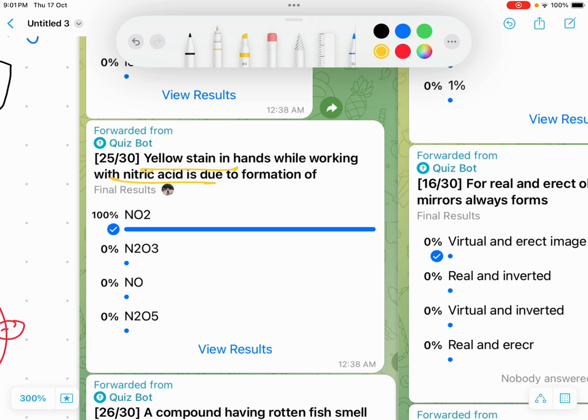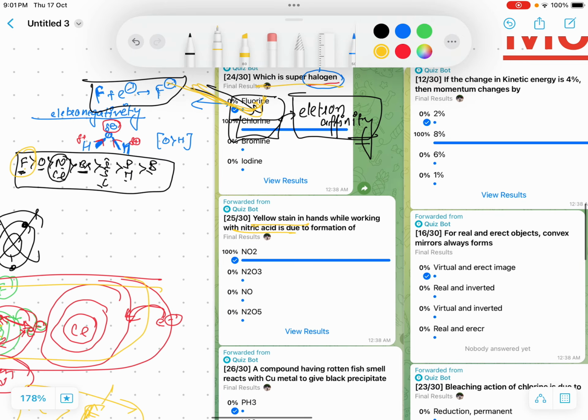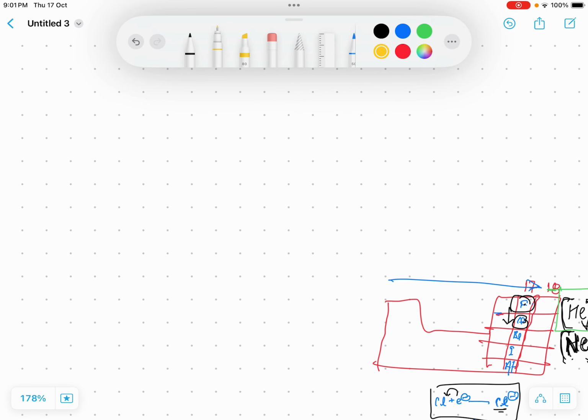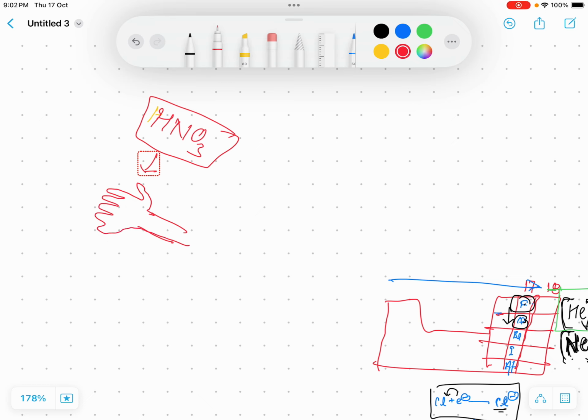The yellow stain on hands while working with nitric acid is due to the formation of what? Do you know, when you are playing with some nitric acid and some liquid drops fall in your hand, let's say this is your hand, and this is a drop of nitric acid, HNO3, then there comes a yellow mark. And what is this yellow mark?